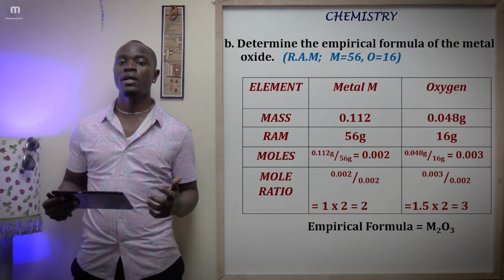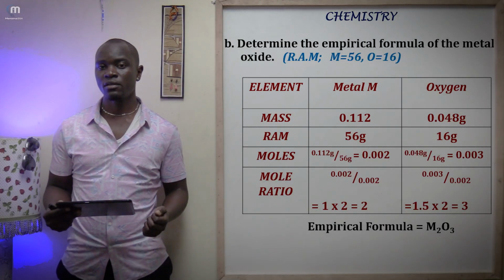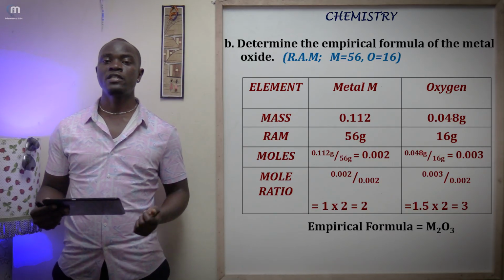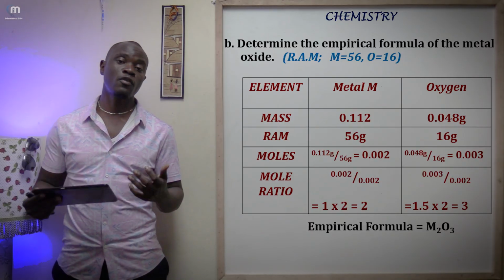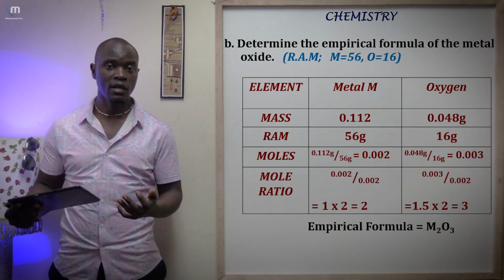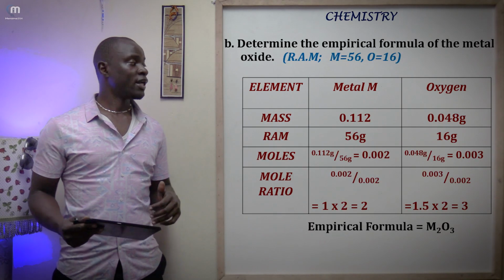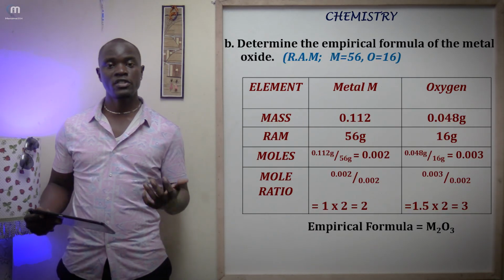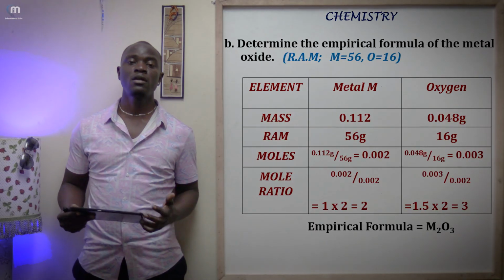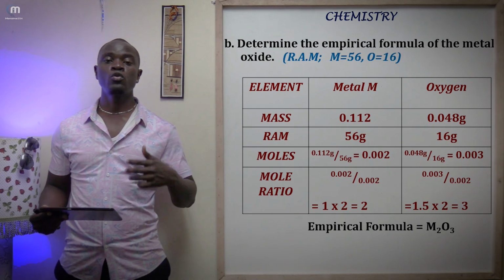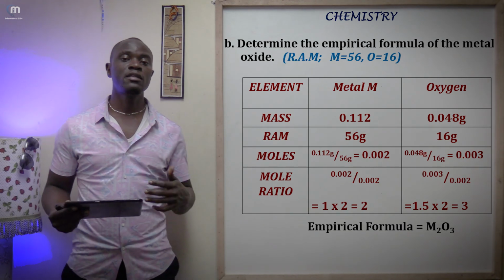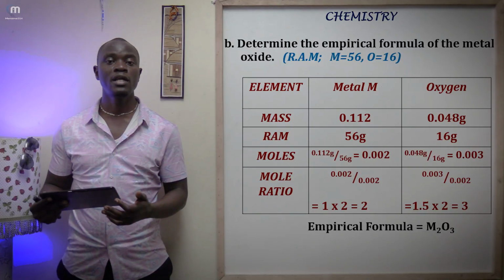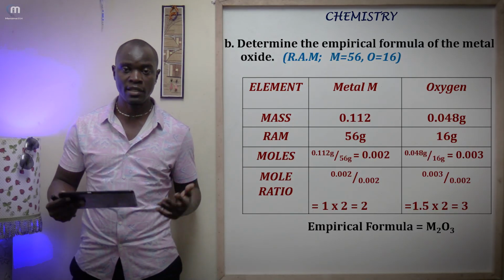Remember, for the metal M, we are told that the relative atomic mass of this element was 56 grams. Apart from that, we are also told the relative atomic mass of oxygen is 16 grams. Now that you have the relative atomic mass of oxygen and of metal M, we go to the next step in empirical formula, which is calculating the moles. We calculate the moles of these elements that we have.